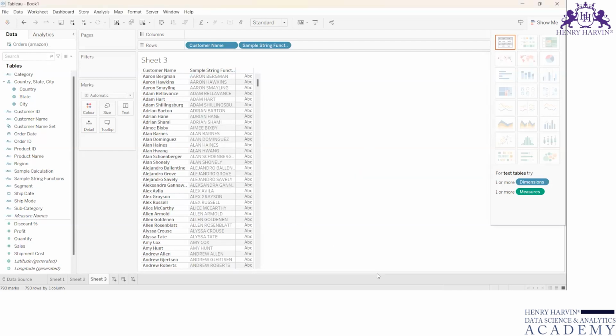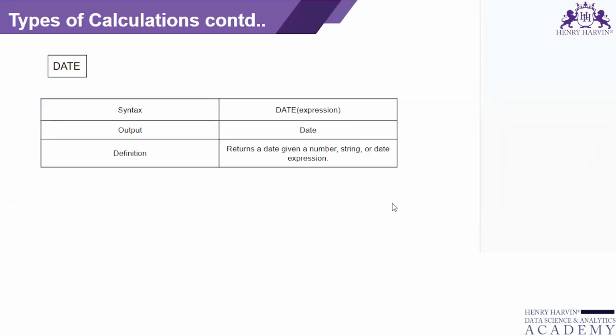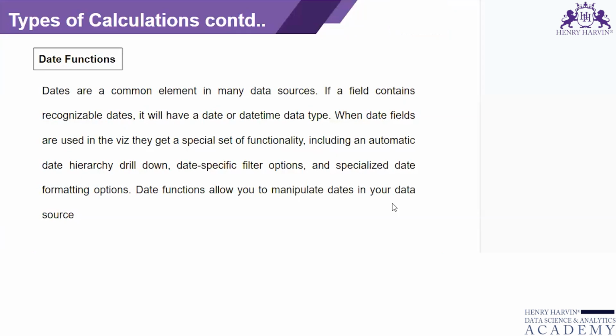Now, if I go back to the slides, okay, then there is something called the date function. Now the date function basically manipulates the date values in your data set and gives you a specific result in the context of the date. Okay. So what is the date function? Dates are a common element in many data sources. If a field contains recognizable dates, it will have a date or date time data type. When date fields are used in the visualization, they get a special set of functionality, including an automatic date hierarchy drill down. So we all know that.